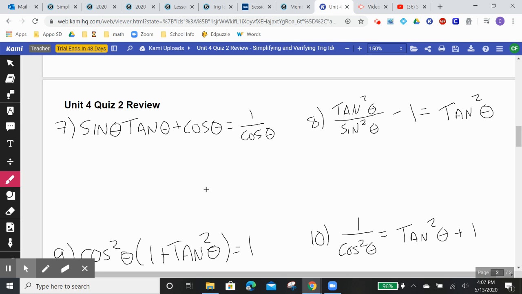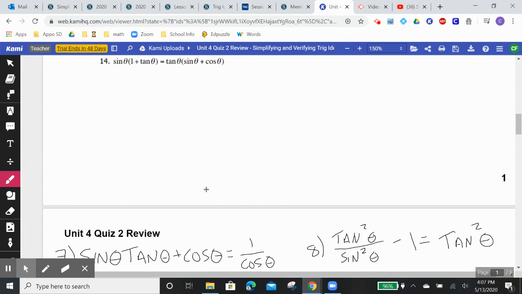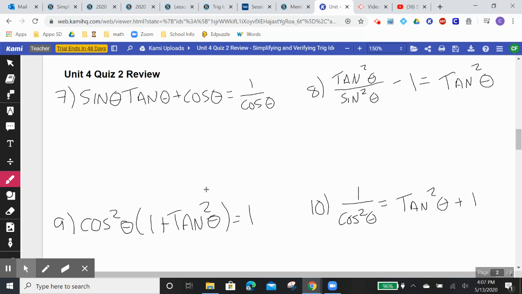All right, welcome back to the last 8 problems to do here. I wrote them down separately so we can just go to them instead of having to keep going back and forth to look here. So, for number 7, obviously our left-hand side is definitely what we want to work on.